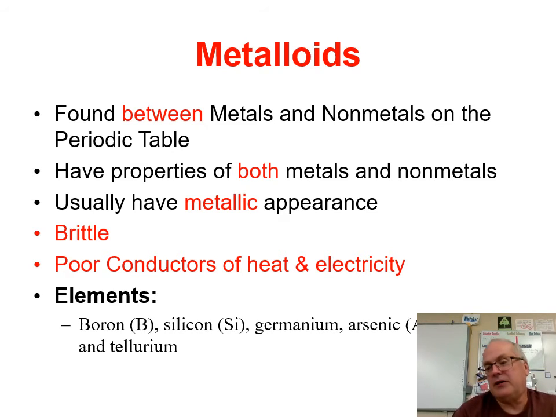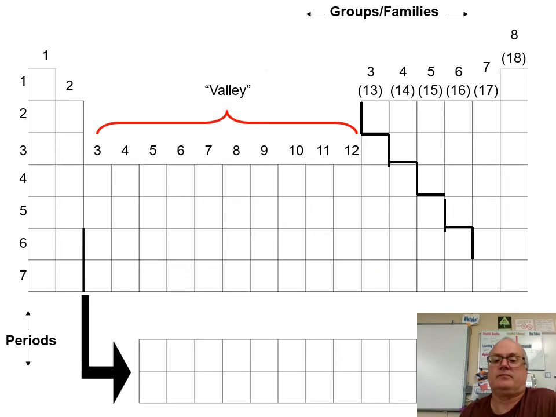The elements that are going to be metalloids are boron, silicon, germanium, arsenic, antimony, and beryllium. And boron, silicon, and arsenic are the elements that I had on your list. Those are the only ones that I put on your list that were metalloids.